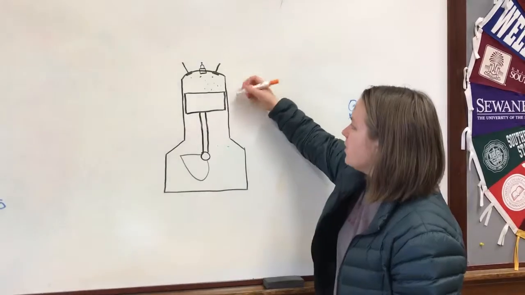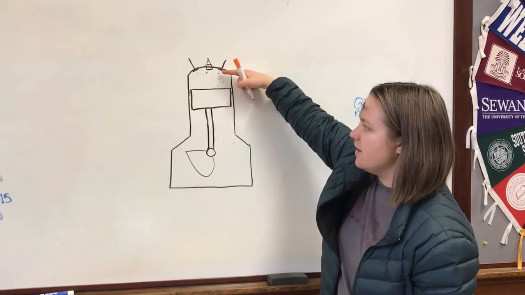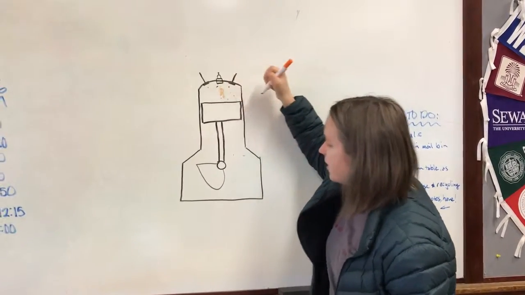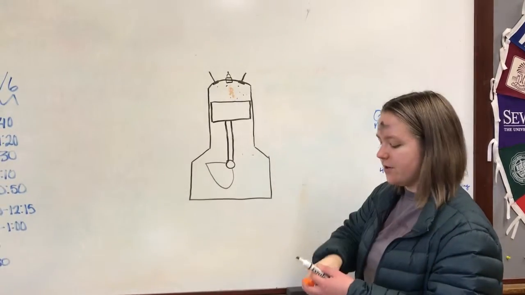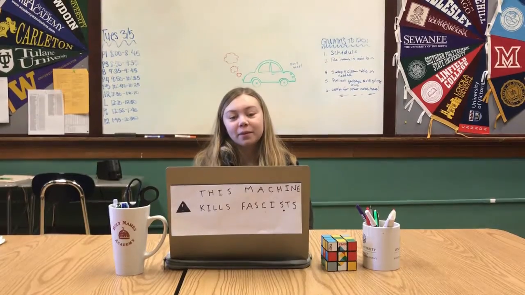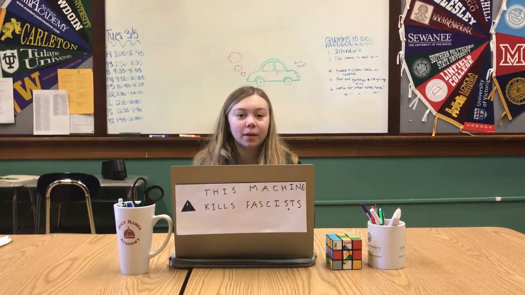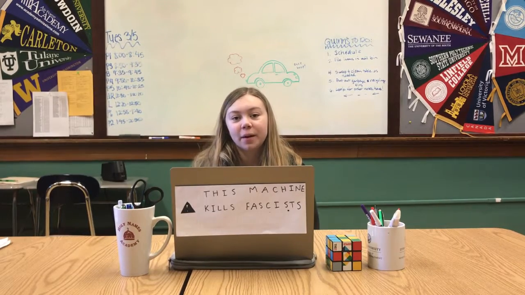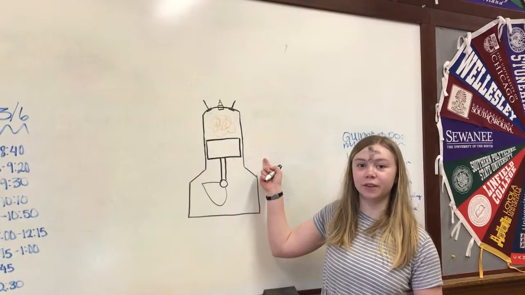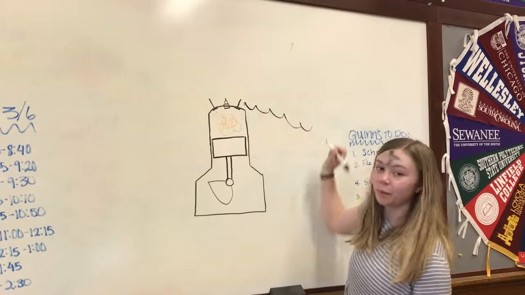When the piston reaches the top of the cylinder, compressing the mixture of air and gasoline, then the spark will ignite the mixture and it'll explode and it'll force the piston back down. When the piston gets to the bottom of the cylinder after the explosion, the exhaust valve will open to let the exhaust out through the tailpipe of your car.